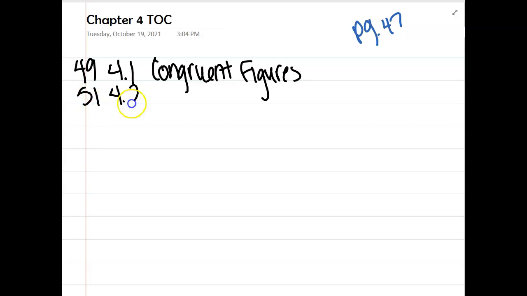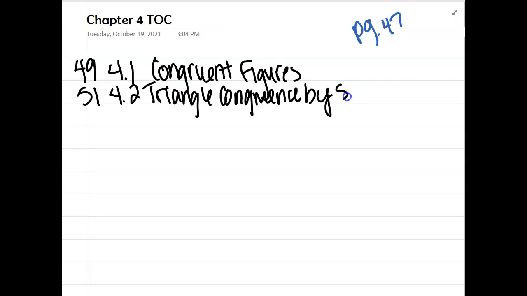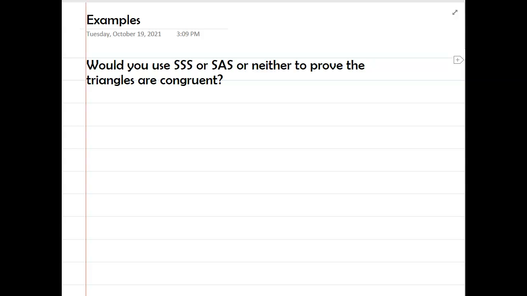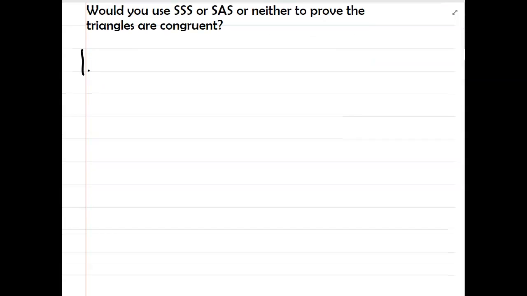51. This is section 4.2 called Triangle Congruence by side, side, side, and side, angle, side. Let's start first by looking at some sets of triangles and by the information given, see if we can decide if they are congruent. So, 4th hour yesterday gave me a real hard time about my pictures. So, I'm going to do better.